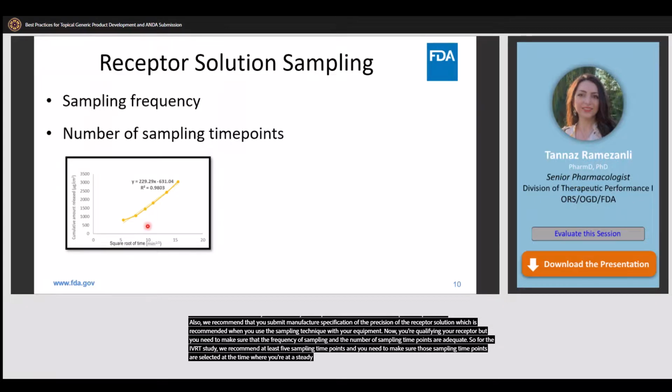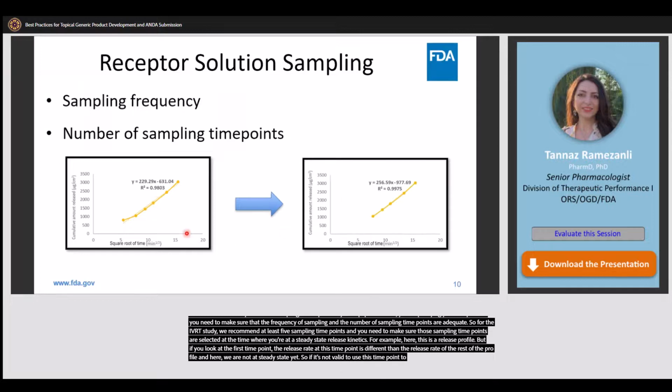For example, here, this is a release profile. But if you look at the first time point, the release rate at this time point is different than the release rate of the rest of the profile, and here we are not at steady state yet. So it is not valid to use this time point to calculate the drug release rate. So what we recommend here is just to exclude this time point, and in this case you have 5 out of 5 sampling time points left, so it should be okay and acceptable to just use this.